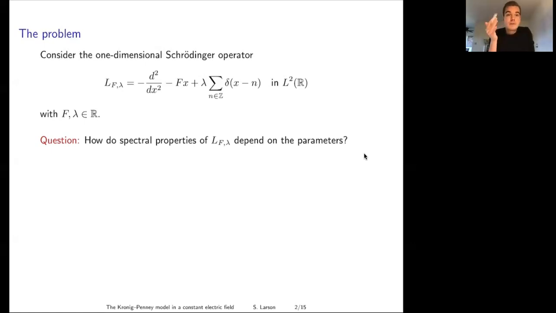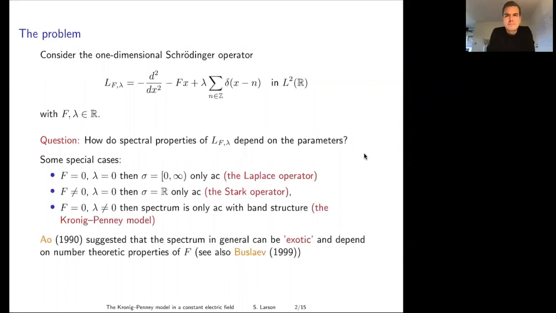Now, the question we sort of ask is, what is the spectrum of these operators? And in particular, how does it depend on f and lambda, these two parameters that we have? There are three sort of very basic cases which are fully understood. And that's when either f or lambda or both are 0. And in all three cases, we have purely absolutely continuous spectrum. The structure of that spectrum is rather different depending on the cases, but it's always absolutely continuous.